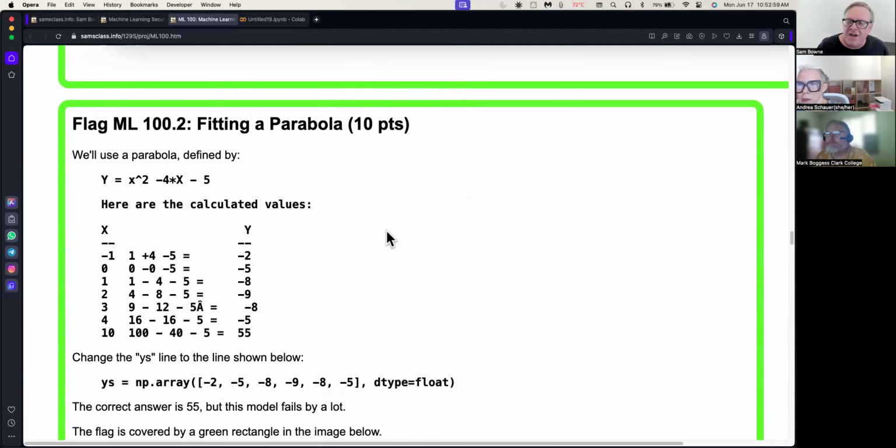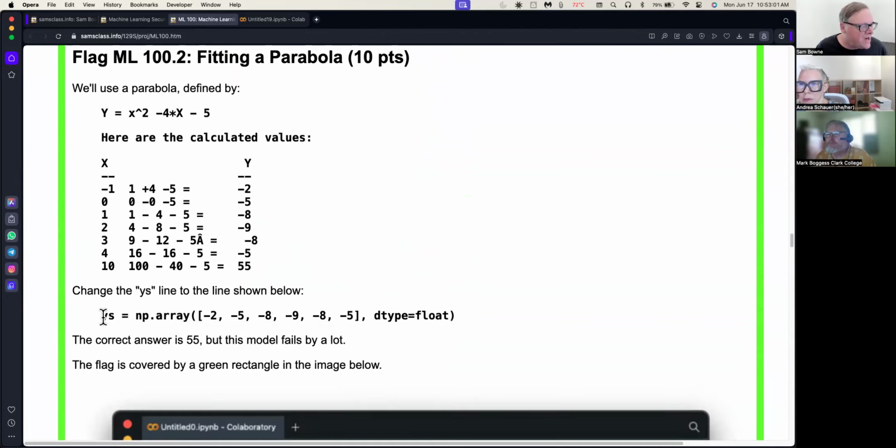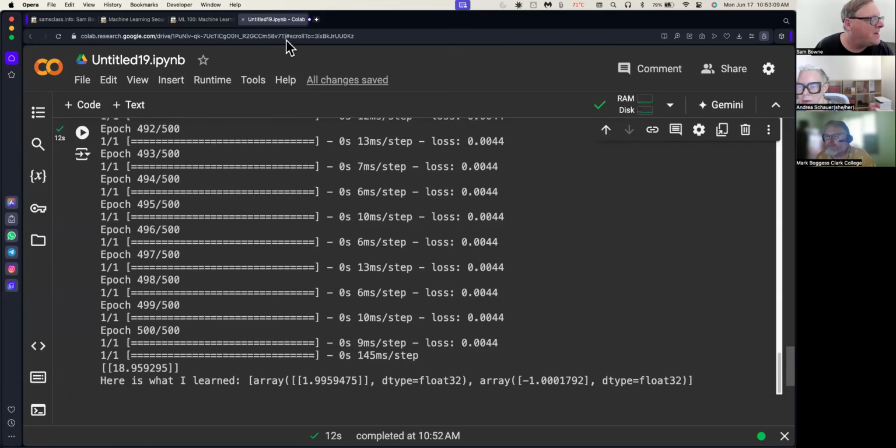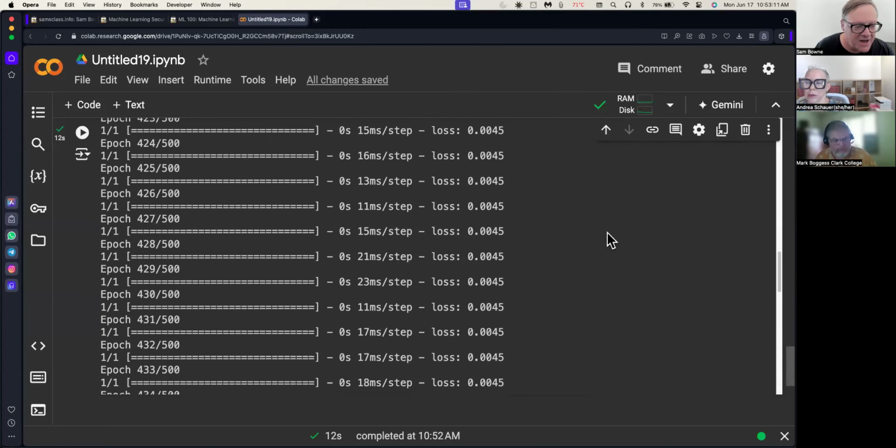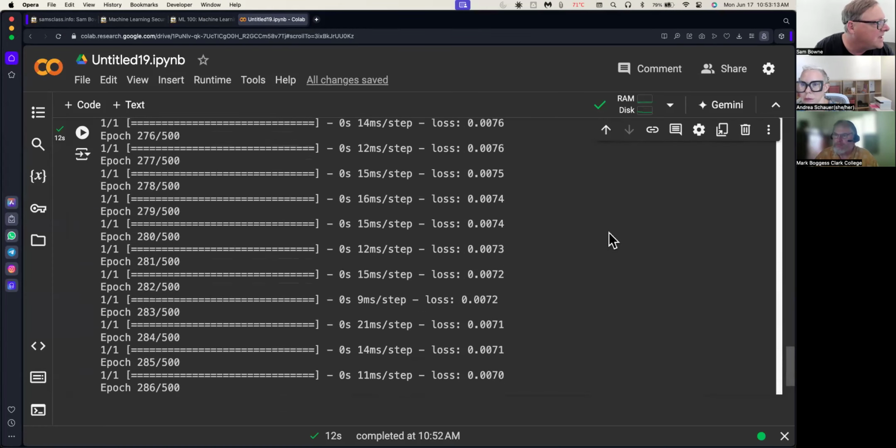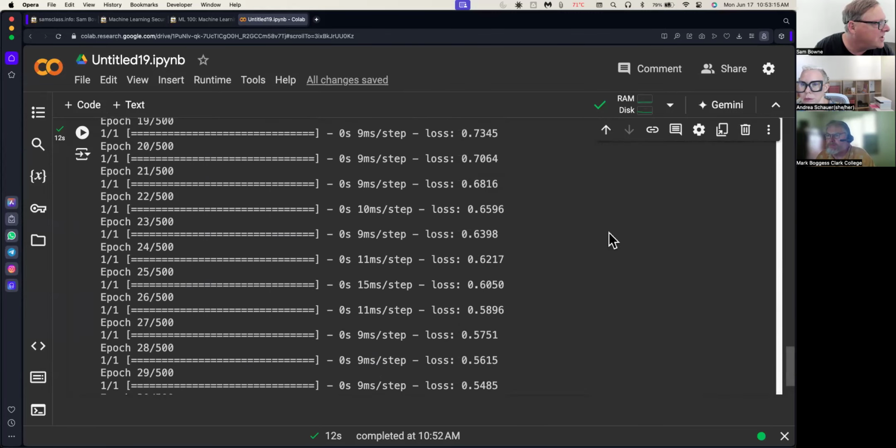Now, suppose we put in data that does not fit a straight line at all. This is a parabola, x squared minus 4x minus 5. So it can't do a good job fitting this at all. It will try to fit a straight line through it. Let's get back to the code.